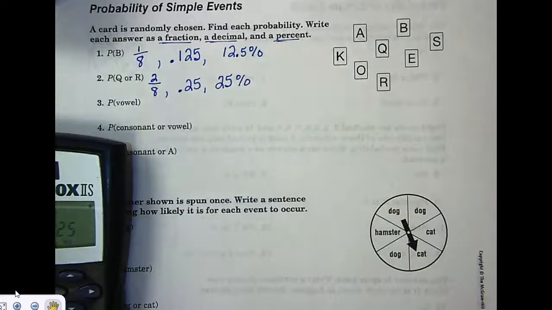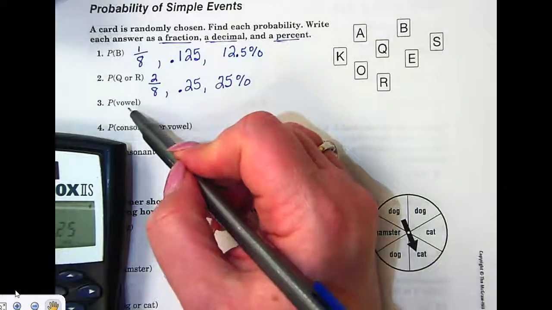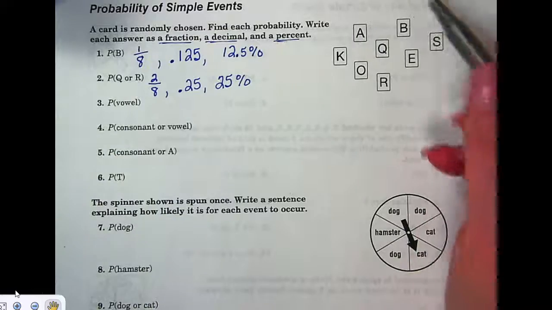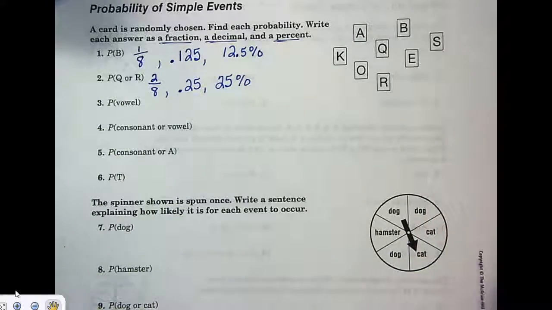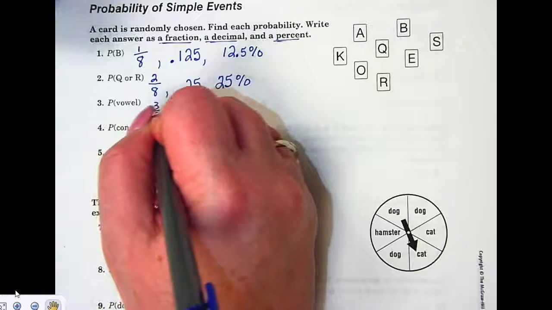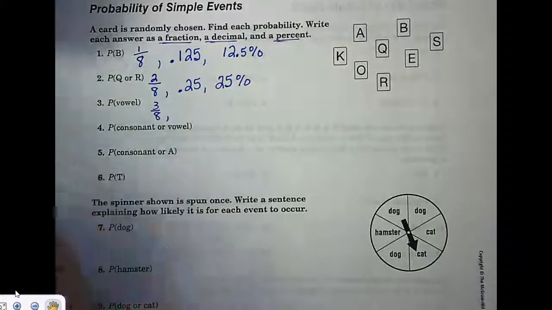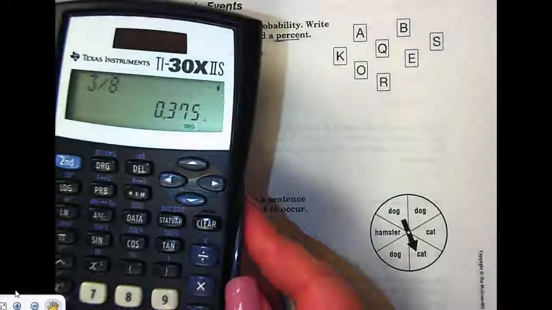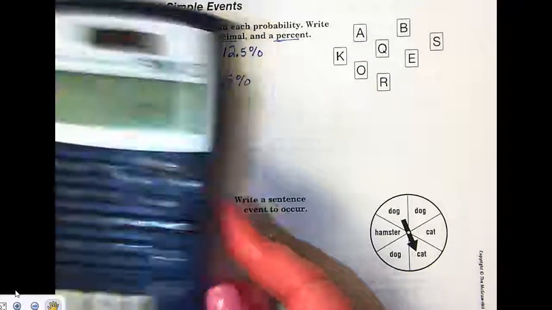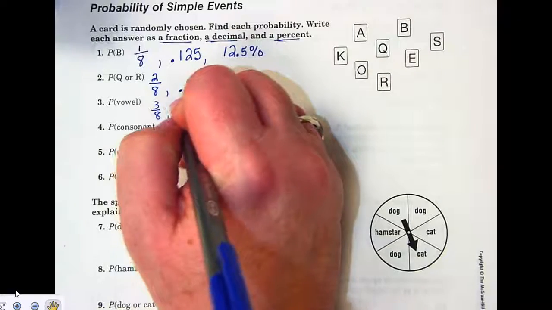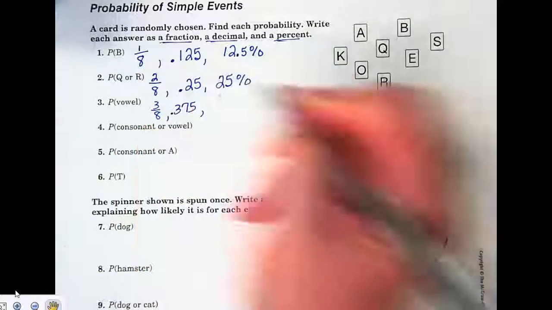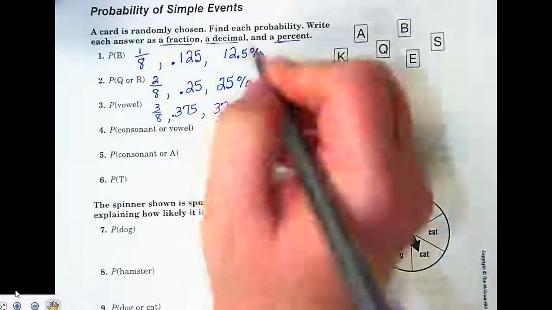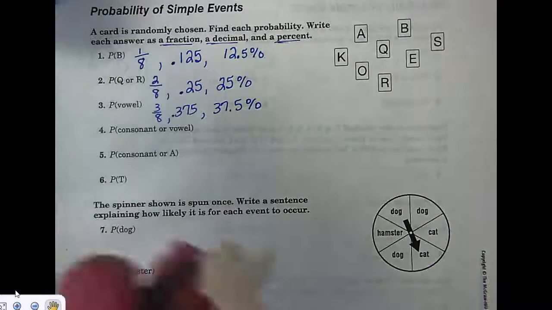What is the probability, that's what the P means, probability that you'll draw a card that is a vowel? Jesse. 3 out of 8. A, E, and O. So 3 eighths. Let's find that decimal. And you get 375 thousandths. And what is that as a percent? 37.5%. What does that mean? It means it's halfway between 37% and 38%.